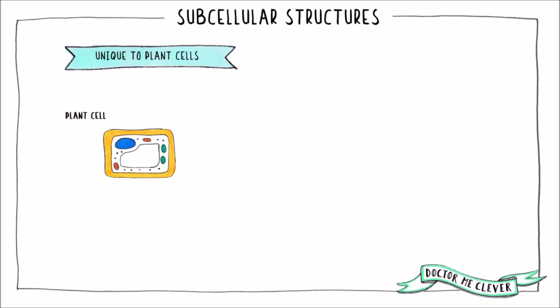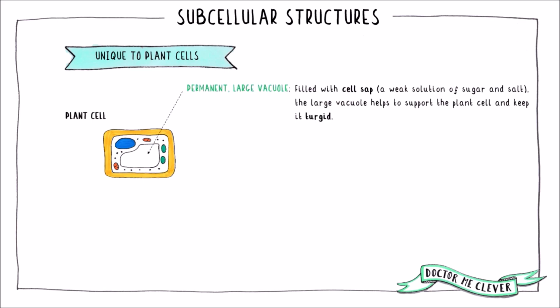There are three subcellular structures that are unique to plant cells that are not found in animal or bacterial cells. They are the permanent large vacuole. This is a cell compartment filled with a weak solution of salt and sugars called sap. The large vacuole provides support to the plant cell, helping it to stay turgid.